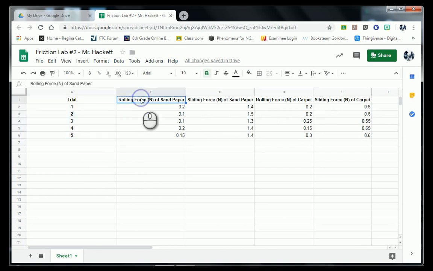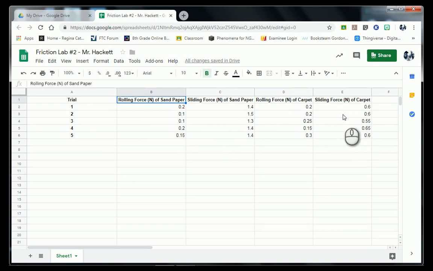Across the top, in column B at the very top, I've labeled this rolling force N of sandpaper. Remember, the N stands for newtons: sliding force, newtons of sandpaper, rolling force, newtons for the carpet, and then sliding force, newtons of the carpet. I've put in my amount of data.